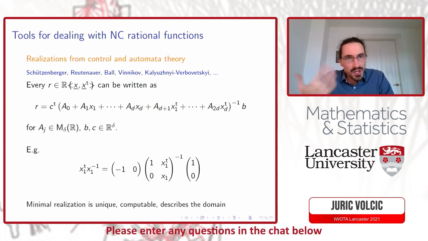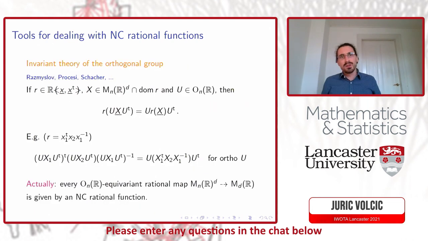There is a rich theory about realizations. We know that the minimal realization is essentially unique. There are algorithms for how to determine it. This linear matrix, this affine matrix here, tells you a lot about the domain of the function and so on. So that's one tool. The other tool comes from a completely different direction.